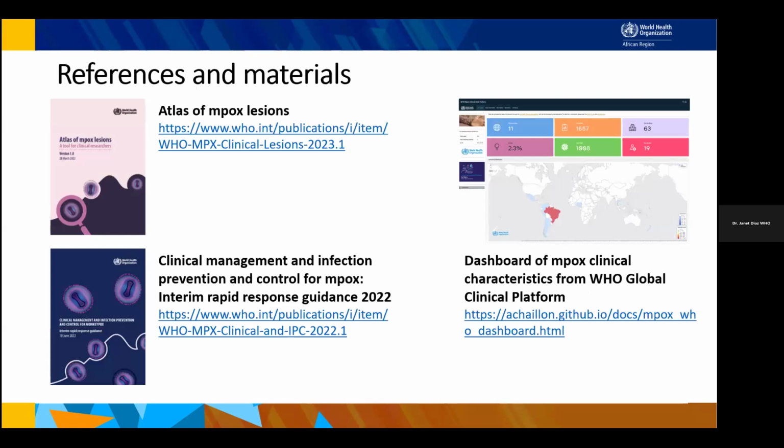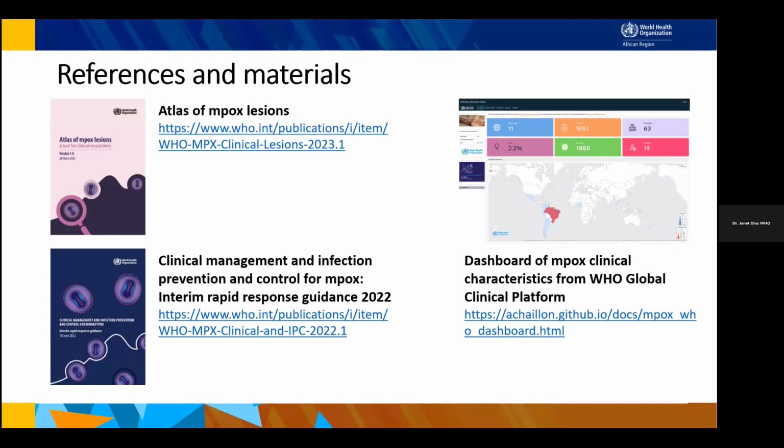So for example, here are a few important references. This is our Atlas of Mpox lesions, which has some really helpful photos, which we are currently updating. Here is our clinical management guideline, which also is getting updated shortly. And on the right is what we recently launched. This is the dashboard of Mpox clinical characteristics from the WHO Global Clinical Platform.